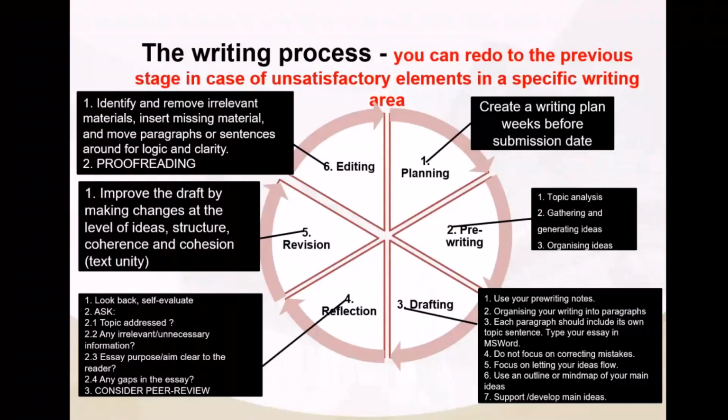And finally, you edit. So there's a revision and then there's editing. These are two different things in the writing process. When you're editing, you identify and remove irrelevant materials. You insert missing material and move paragraphs or sentences around for logic and clarity. You proofread. Now, you find what we call the spelling errors, sentence structure errors. Then you correct those. That is the editing phase. Then once you have edited and you are happy, you can now write your final and then submit.